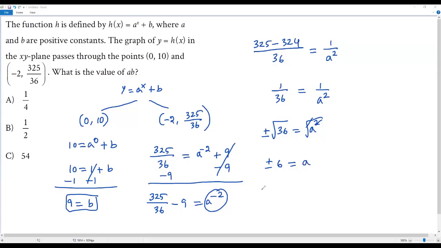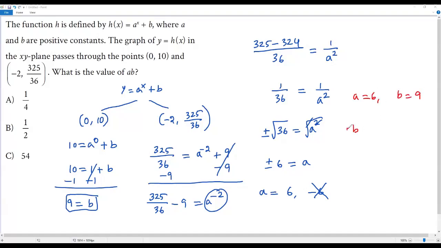And on the right side, we have a. So we get a is equal to two values: one is 6 and the other is negative 6. But the question says a and b are positive constants. Since a is positive, we can ignore the negative 6. Now I got both the values of a and b. That is, a is equal to 6 and b is equal to 9.